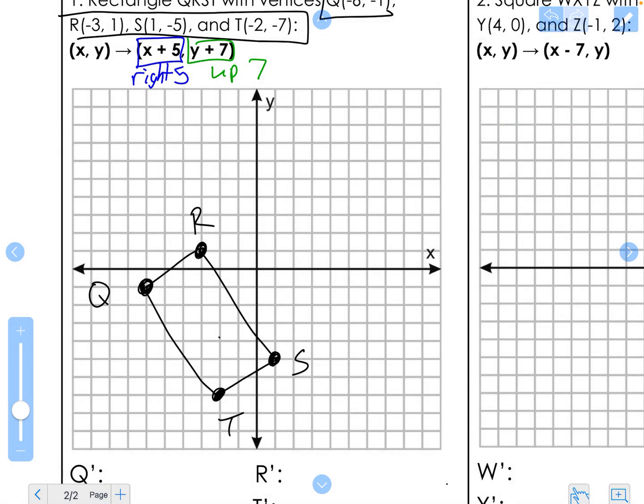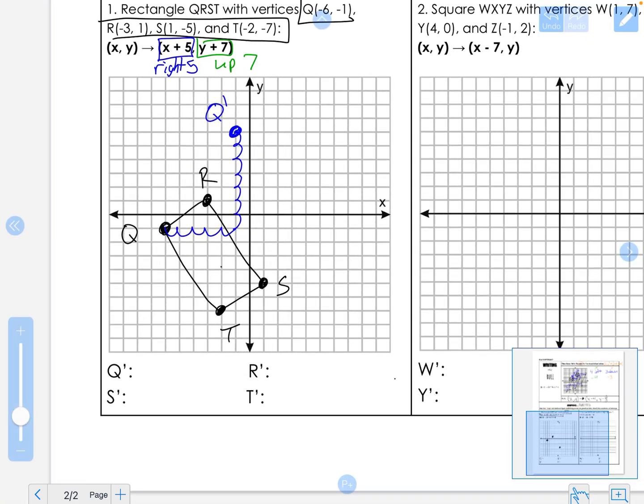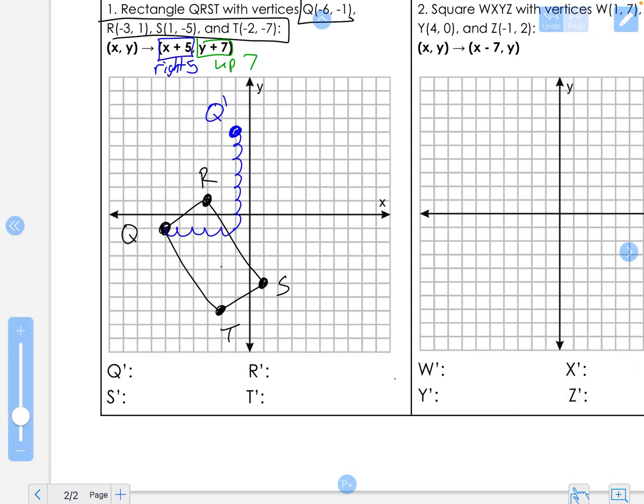So when it's time to do our translations, we need to go right 5, 1, 2, 3, 4, 5, up 7, 1, 2, 3, 4, 5. So this point right here is going to be Q prime. Now, you can do it using a graph, or if you know our basic math coordinates, if I'm going to take x plus 5, I know that Q's original x point is negative 6. Negative 6 plus 5 is going to get me a negative 1. And I know a negative 1 plus 7 is going to get me a 6. So I can also do that math there.